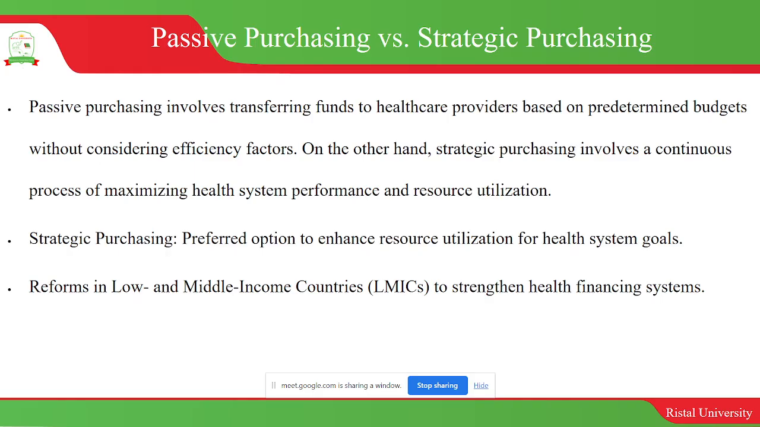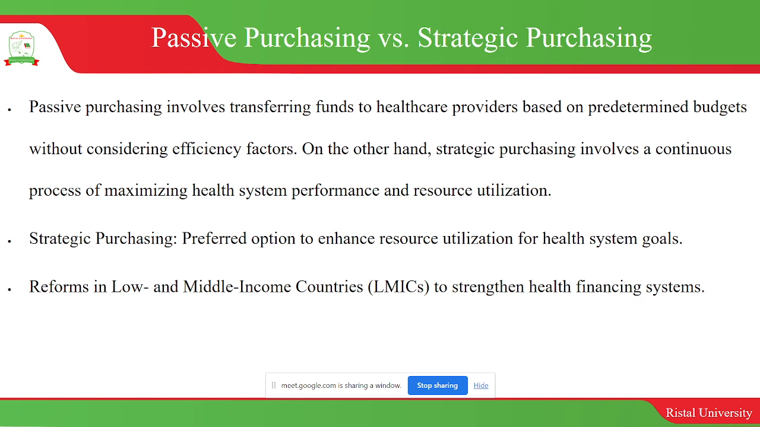Okay, and then we move to what we call strategic purchasing. Strategic purchasing is when the resources are sent or transferred to health providers based on their performance and resource utilization. It is also very common that certain health facilities cannot use their annual budgets, and then by the end of the financial year they return the resources back.